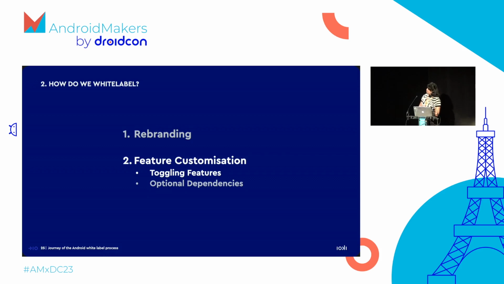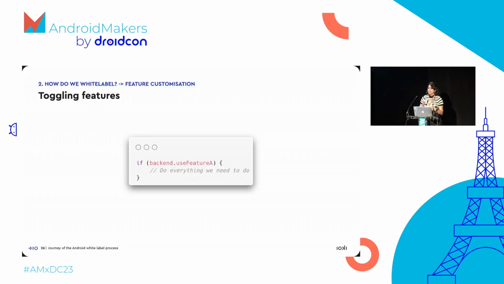Now, we're done with rebranding. We have all the pretty colors, we have the secrets, we have all of our strings, all of that. So what do we do next? We know that customers don't want every single feature, right? So for the most part, we use backend feature flags, which is just an if-then statement. We say, if the backend says use feature A, let's use it, and otherwise nothing.